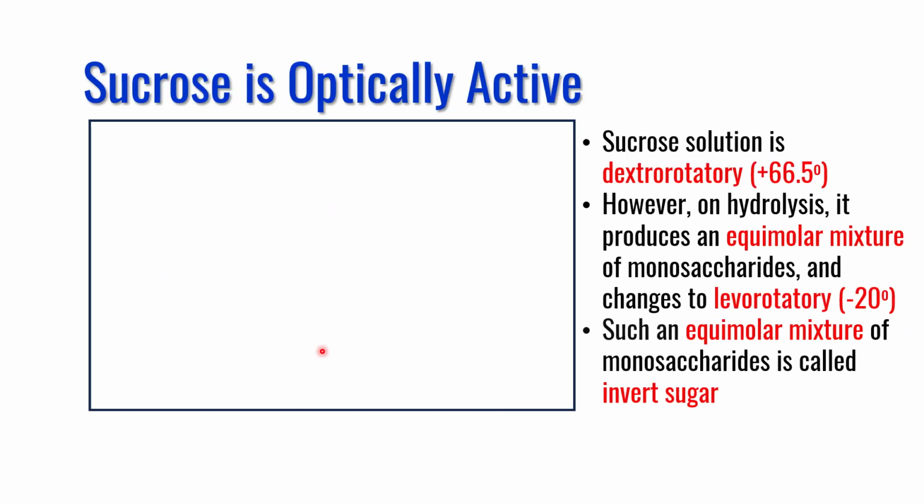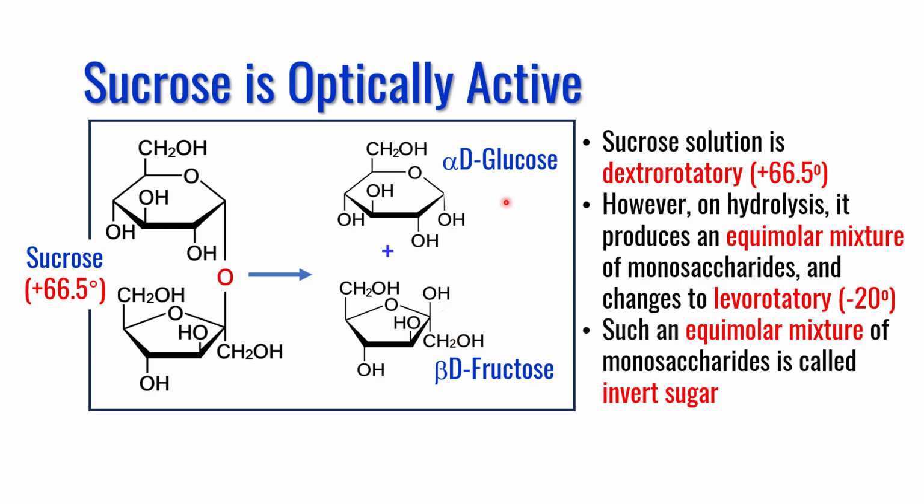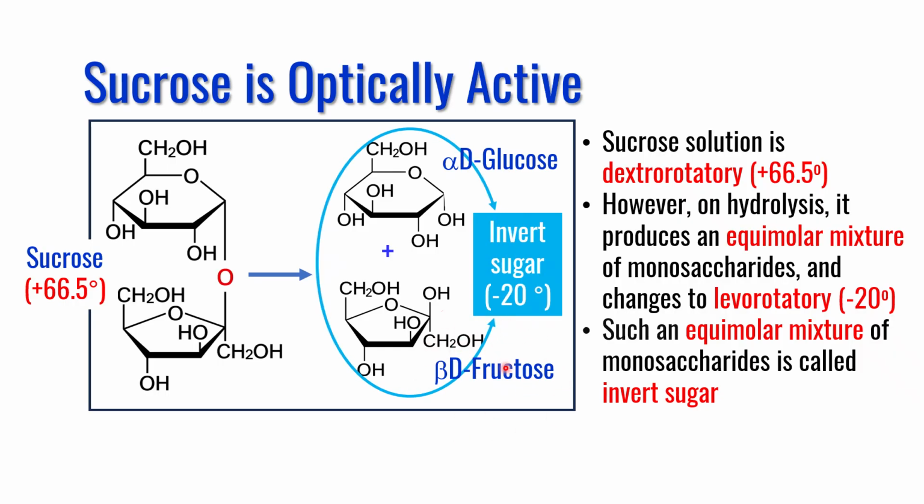Sucrose has chiral centers, therefore it is optically active, and sucrose solution shows 66.5 degree clockwise rotation. It is dextrorotatory. However, on hydrolysis, it produces equimolar mixture of alpha D glucose and beta D fructose, which is levorotatory and shows anti-clockwise rotation of 20 degree. Such an equimolar mixture of monosaccharides which is produced on hydrolysis of sucrose is called invert sugar.